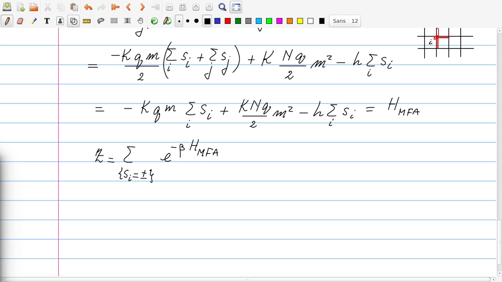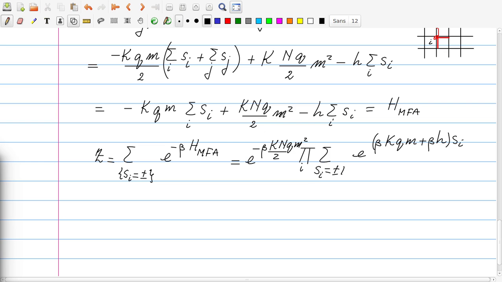So the next step is to calculate the partition function, which is the sum over all the configurations of the spin. So for each spin on the lattice, we have to sum over that spin being plus or minus, and then we take e to the power minus beta times the mean field Hamiltonian, for which we take the last form we arrived at. And if we work that out, we simply get this expression.